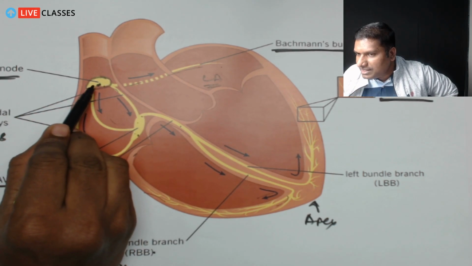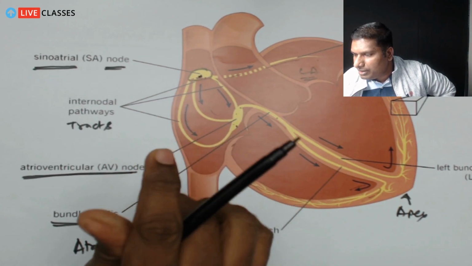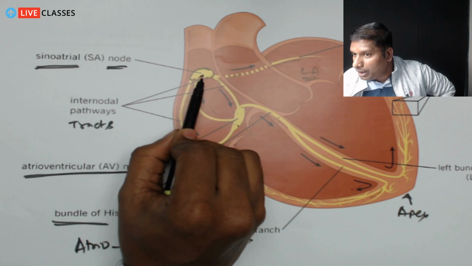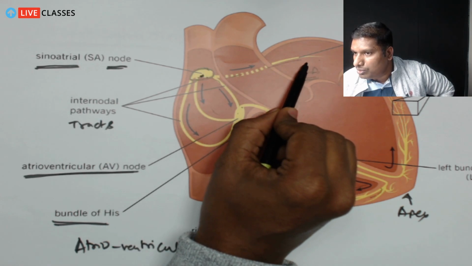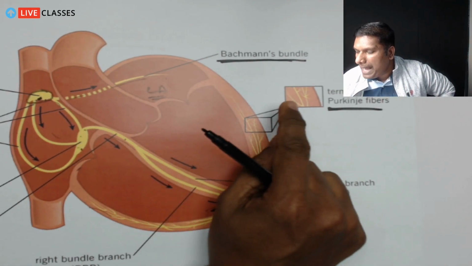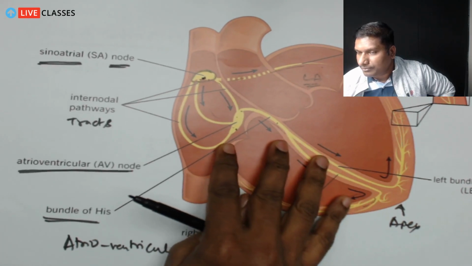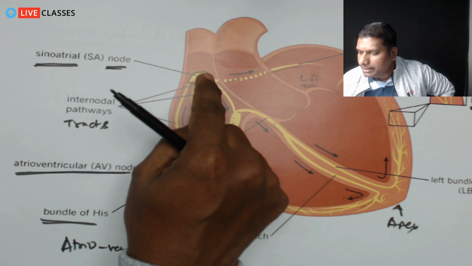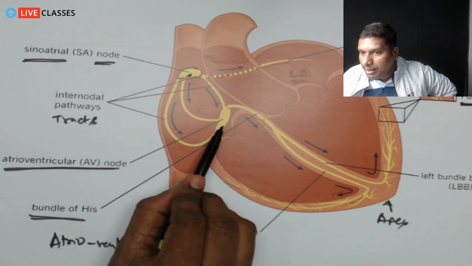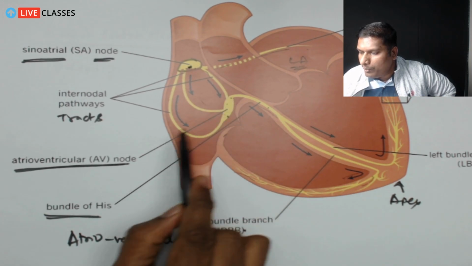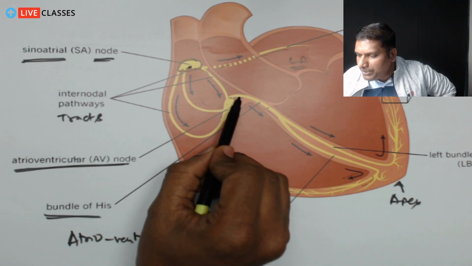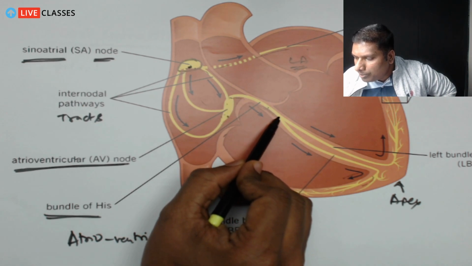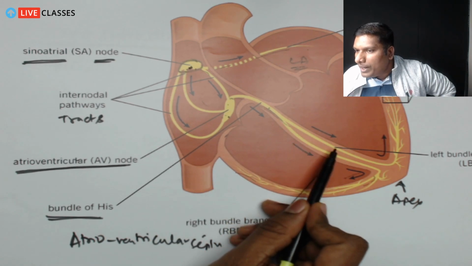So let me tell you again, the signal is generated in your sinoatrial node. The sinoatrial node is present in the right atrium, but is also connected to the left atrium through the Bachmann's bundle. Then you have internodal tracts connecting the sinoatrial node to the atrioventricular node, and the atrioventricular node will pierce through the atrioventricular septum and move on to the surface of the ventricular septum.